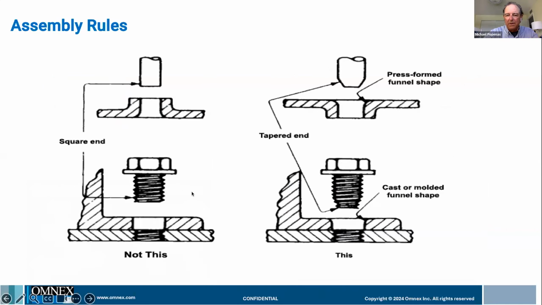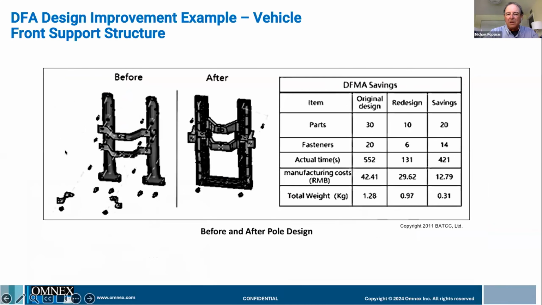Give me standard stuff, easy to assemble stuff. You know, give me some conical entry points, right? Give me tapered ends so I can get stuff in there, not squared-off stuff which is hard to align. Just a quick example on getting rid of fasteners.